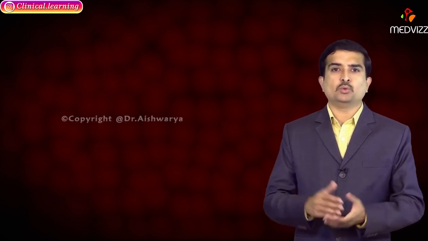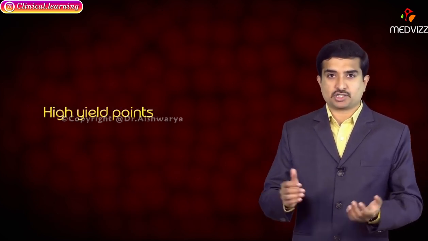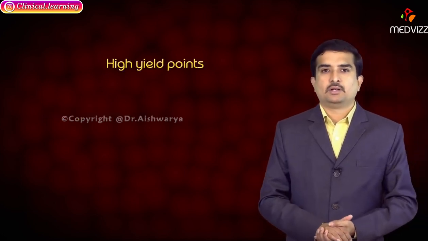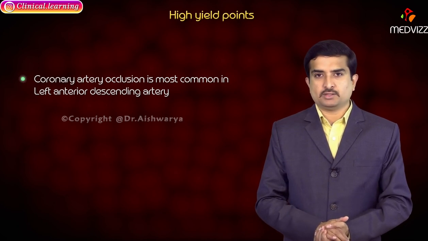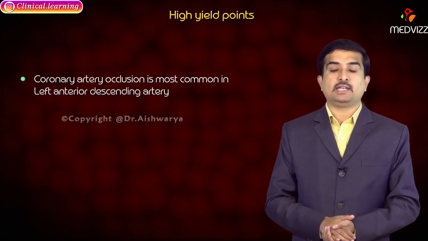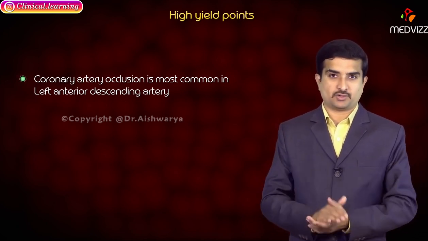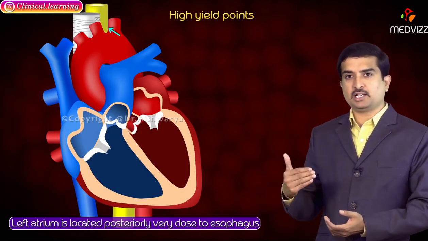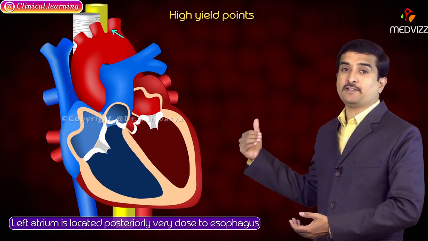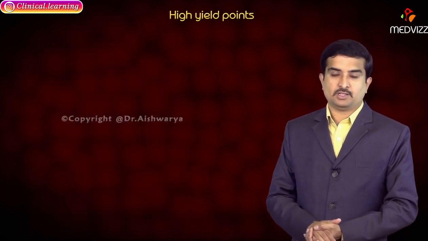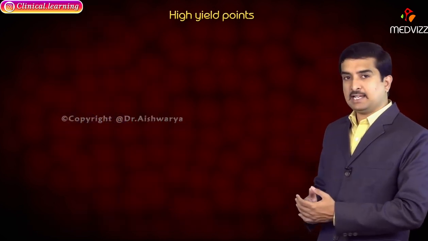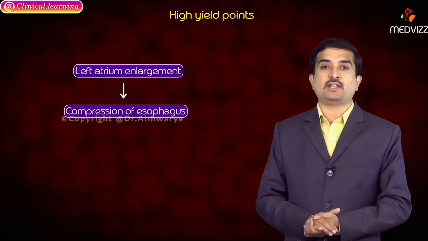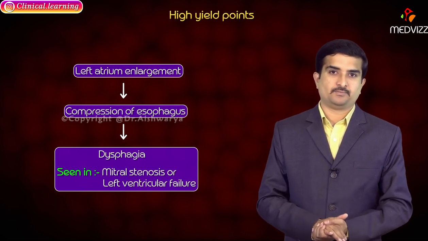Let us discuss a few important high points about the vascular system of the heart. Coronary artery occlusion is most common in the left anterior descending artery. The left atrium is located posteriorly and is very close to the esophagus. That's the reason whenever there is a left atrial enlargement, there will be compression of the esophagus and dysphagia.